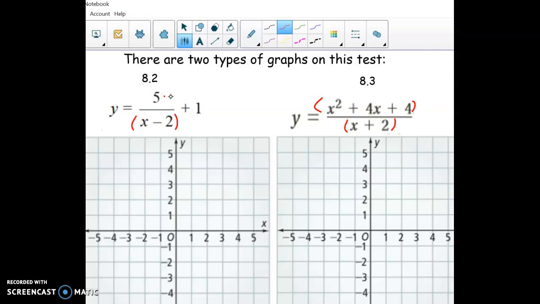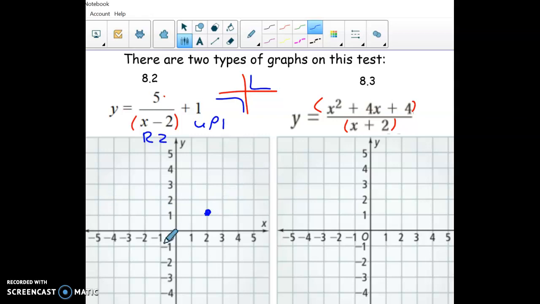So again, the numerator is simple here. So I'm just going to say that this is our basic shape, our parent, looks like that. And so we're just going to shift that around. We're going to take that parent, and it's going to be shifted right 2 because of this -2 and up 1. So I'm going to go right 2, up 1.